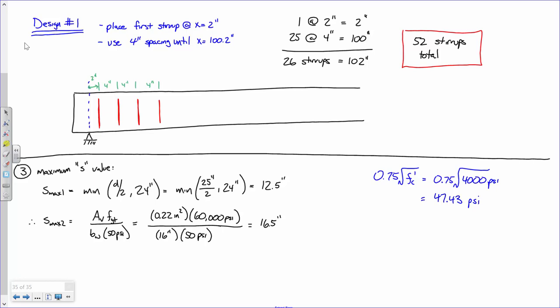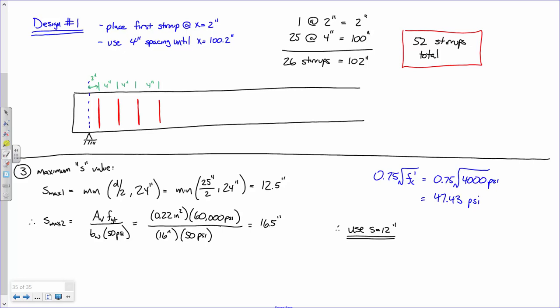Let me ask you a question. Of these, which one governs? Which one's going to control which one we pick? Are we going to go with the 12 and a half or the 6 and a half? The 12 and a half. Okay, now, let me ask you this. Practicality and for simplicity, what should we use? 12 inches. Okay, so let's use S equals 12 inches. So that's S max. That's going to be the maximum space.